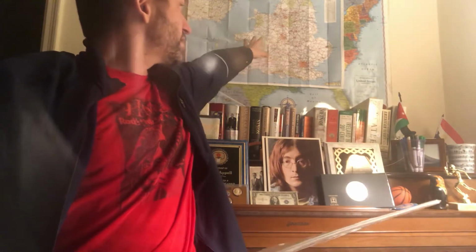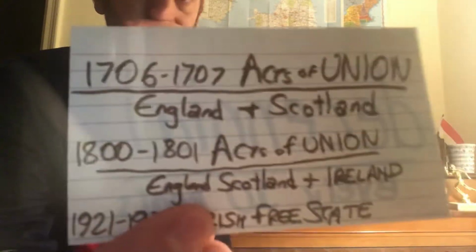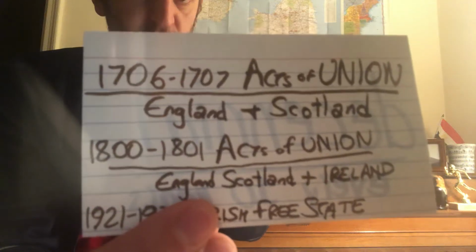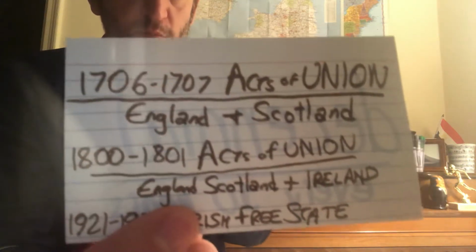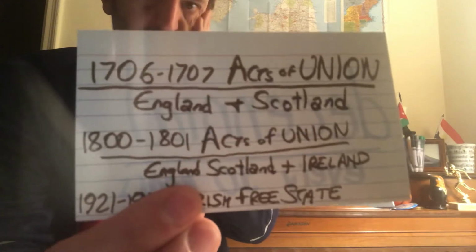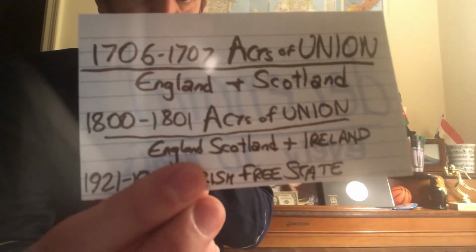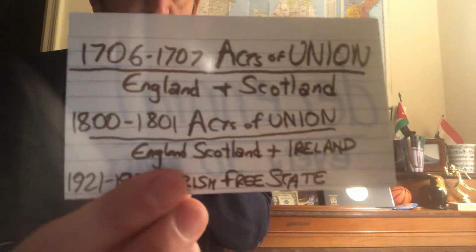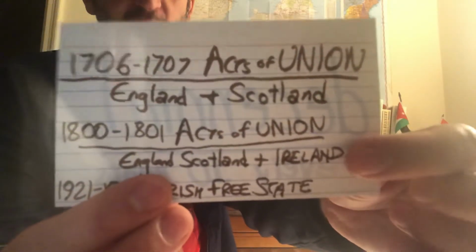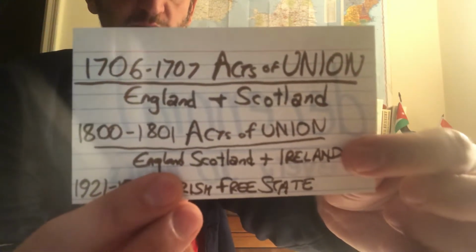So, how did this all come about? Well, as you can see up here, England took over Wales, and then later they took over Scotland. Scotland and England officially joined over a period of about a year, 1706 to 1707. The Acts of Union were passed in England and Scotland. And then almost 100 years later, 1800, there were 2 acts passed, which went into effect in 1801, whereby Ireland joined. So now the United Kingdom was England, Wales, Scotland, and Ireland.